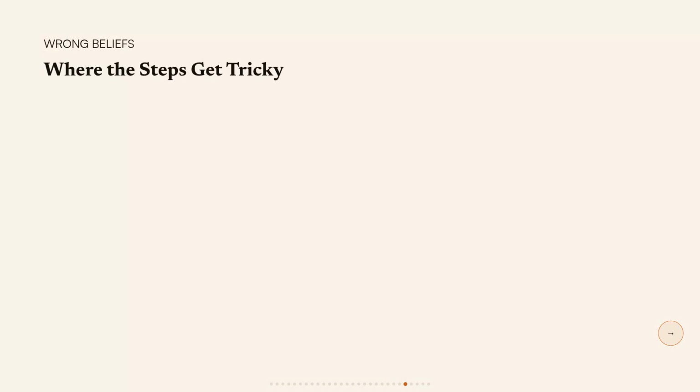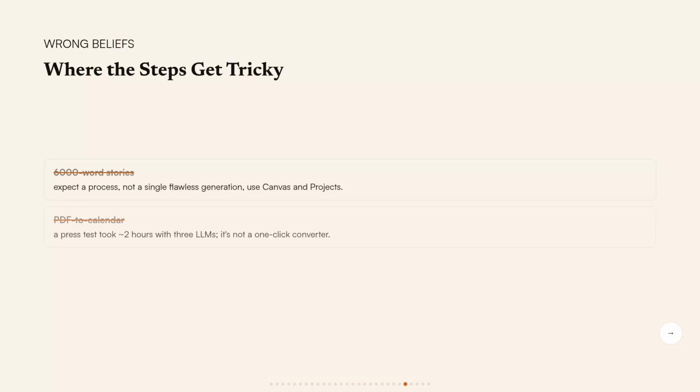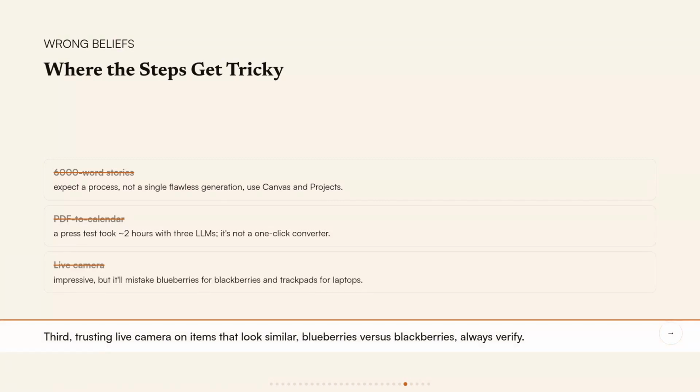First, expecting a single prompt to generate 6,000 words. It won't. Use Canvas and projects. Second, treating the PDF to calendar flow as a one-click thing. Budget a couple of hours and turn on advanced data analysis for messy files. Third, trusting live camera on items that look similar. Blueberries versus blackberries, always verify.